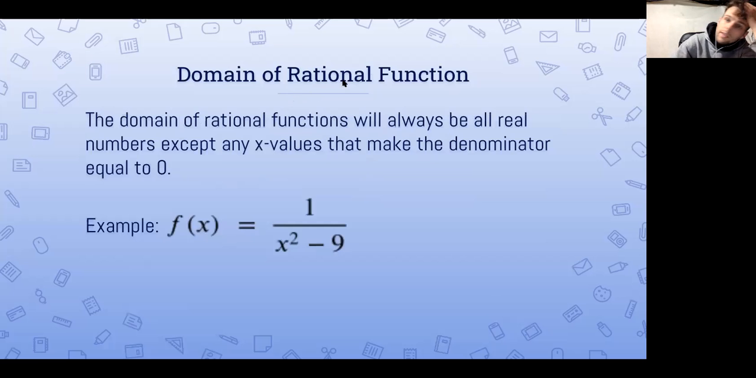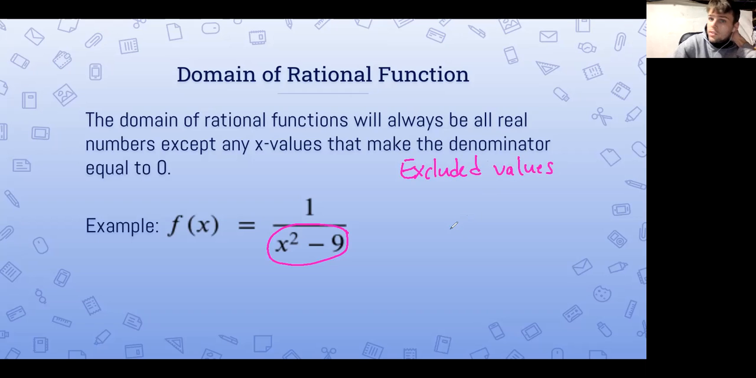So one thing that we can do with rational functions is establish the domain. What are the allowable inputs into this function? What x values are part of our domain? Now, with rational functions, the big thing is any x value that causes our denominator to equal 0. Those are going to be considered excluded values.